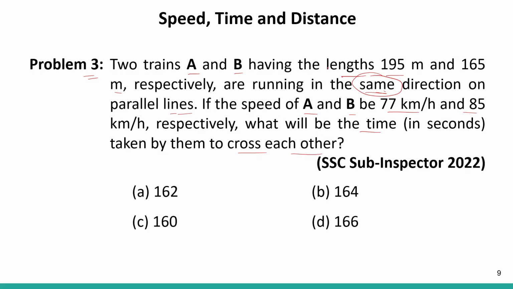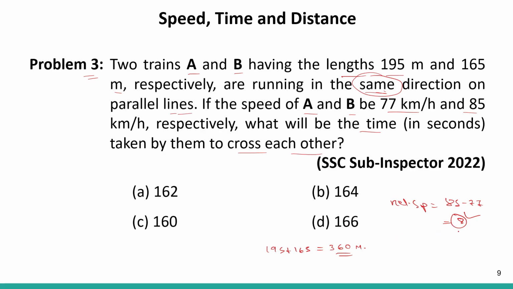Okay, they have different lengths, that is 195 plus 165 meter. So their combined length will be 195 plus 165, that is equal to 200 plus 160, that is 360 meter, right? And the relative speed, since it is 85 and 77 respectively, is 85 minus 77, that is equal to 8. So the relative speed is 8 km per hour.